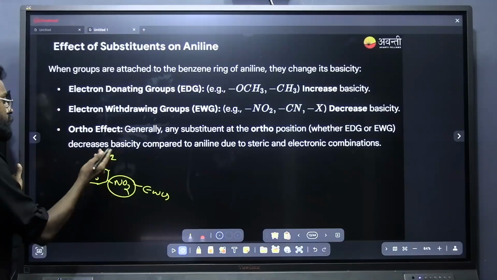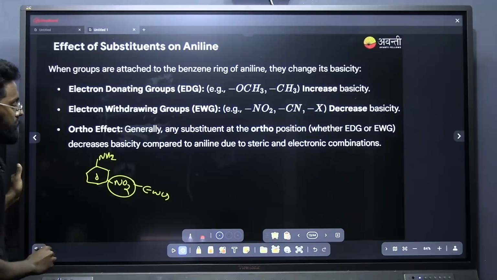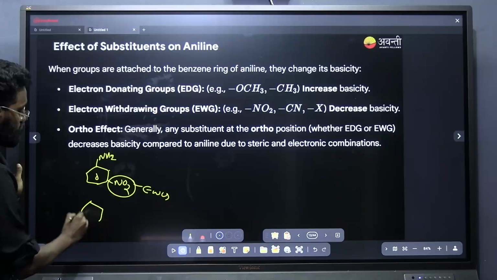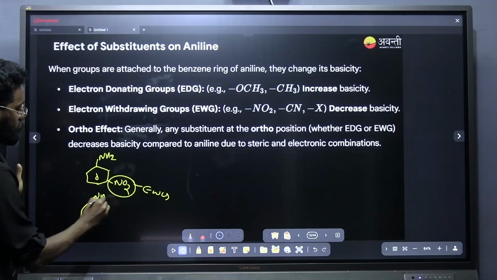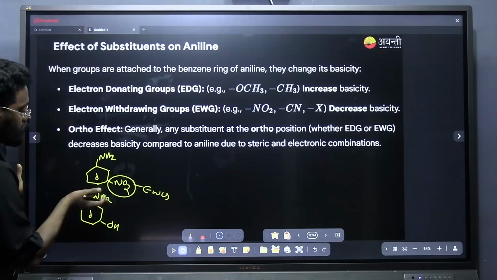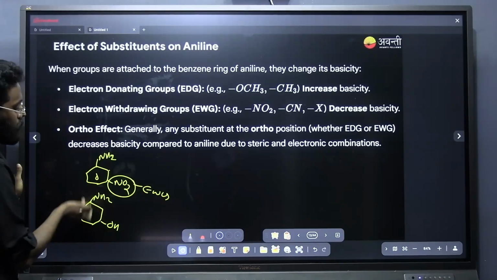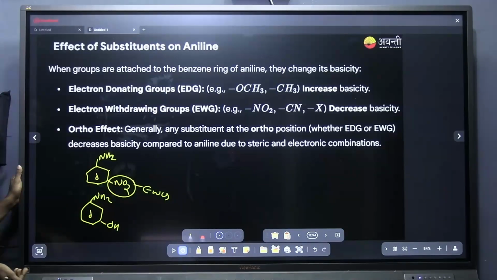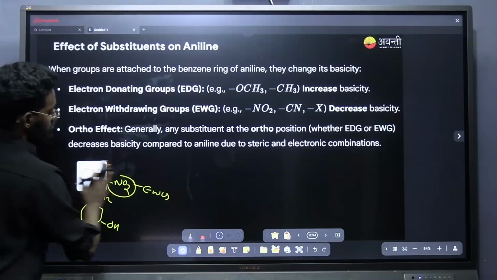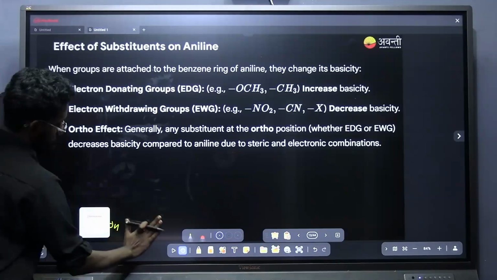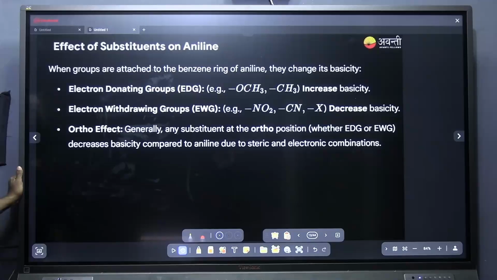What will it be doing? It will be decreasing the basicity. Instead of that, if I am attaching an electron donating group, what is going to happen? It will be increasing the basicity. And that already all of you know. That is, plus I effect will be increasing the basicity and minus I effect will increase the acidity.